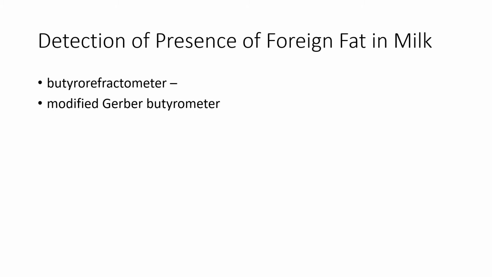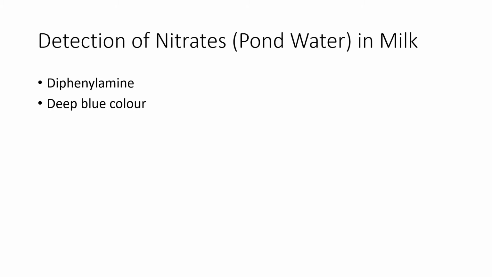Butyro is something related to butter. So just remember it is related to milk and fat. When they ask you what the butyro-refractometer is, it is used for the detection of foreign fat in the milk. Next is the modified Gerber butyrometer. Remember the names alone will give you almost everything that you need to crack this exam. Modified Gerber butyrometer.